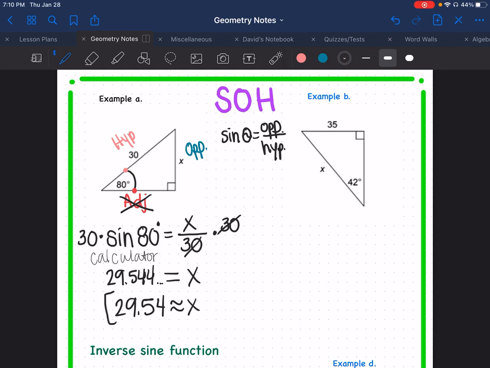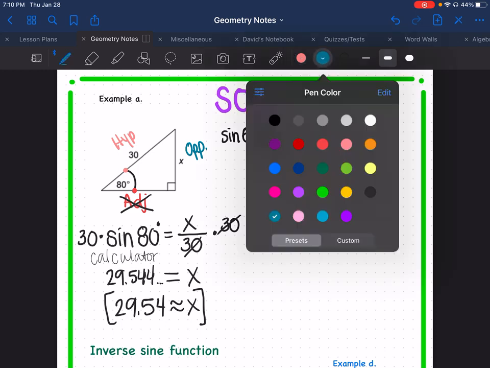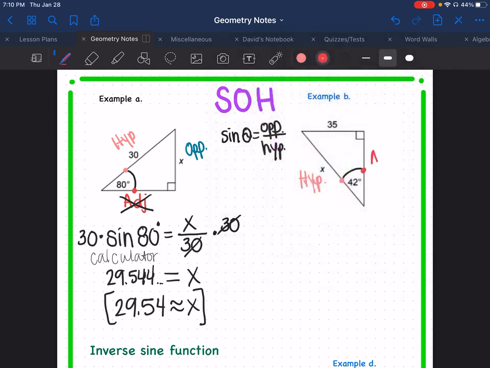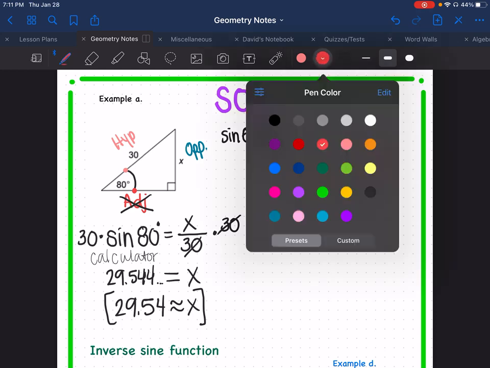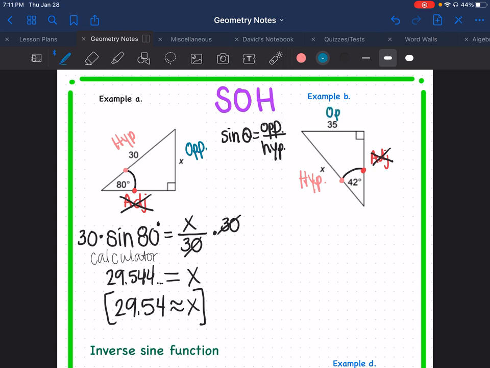Okay, there we go. Let's go try the next one. So you're going to mark your angle. You're going to decide which one of those two sides is your hypotenuse. X is going to be my hypotenuse this time. Remember, this side right here would be your adjacent. Since there's nothing there, you're going to go ahead and cross it out. You cannot use it. There's nothing there. And then your third side is, of course, your opposite side.